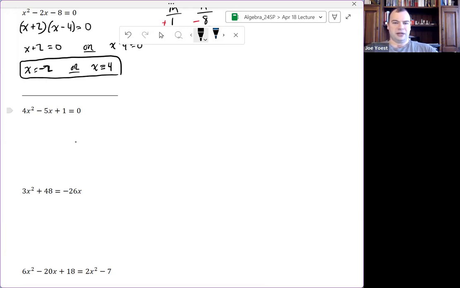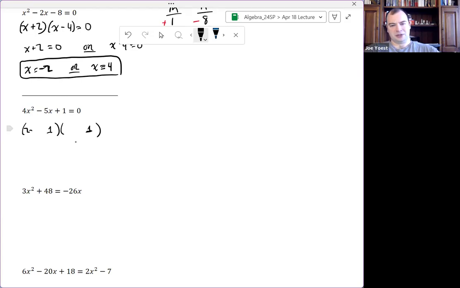So a problem like 4x squared minus 5x plus 1 equals 0. This is already set up pretty nicely for us. We've got everything on the left side. We're already set up to factor and then use that zero product property. So this one, I could use AC grouping, I suppose, but this also seems pretty straightforward. There's not that many ways to break up 4, and 1 just has to be 1 times 1. So I know I've got to have 1 and 1 there, and I know they've got to both be the same sign.